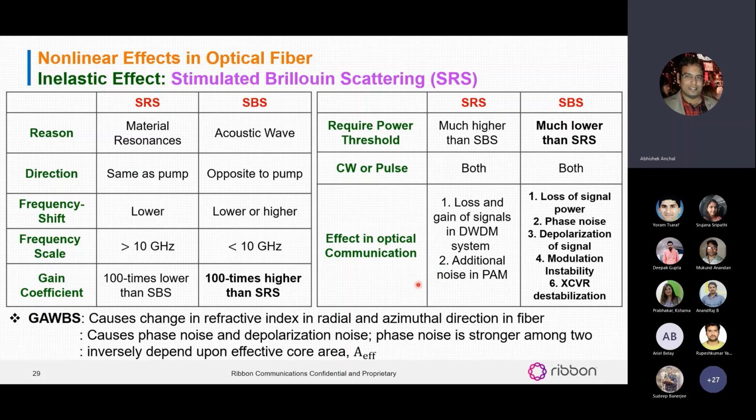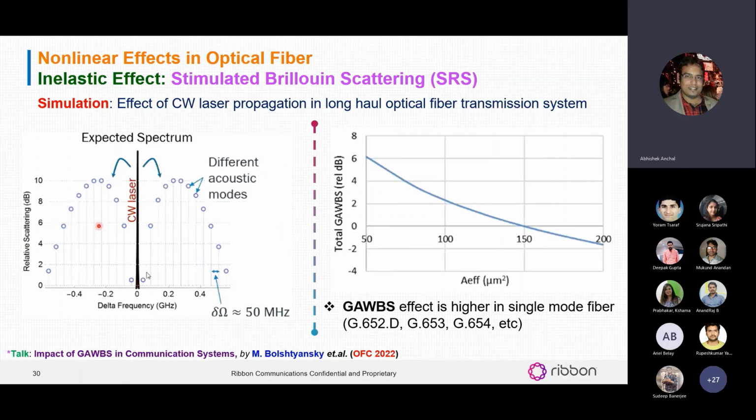So we need to consider this effect as well. There are certain talks about it these days, and they try to find out the spectrum because of the SBS. They transmitted a continuous wave laser, and they found this acoustic mode around 50 megahertz spacing. They also measured the SBS efficiency, and it decreases with the effective area.